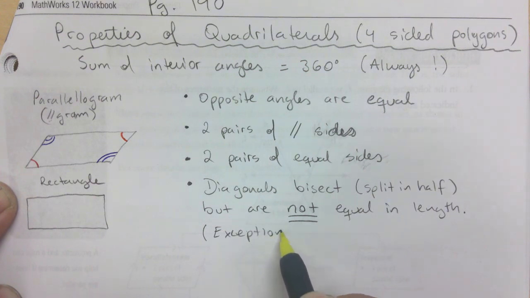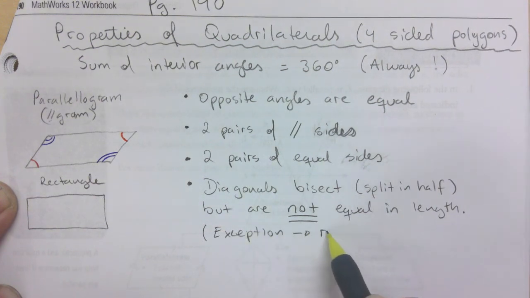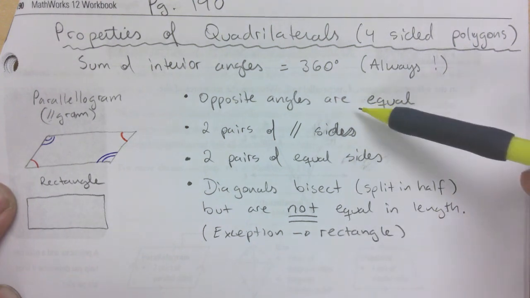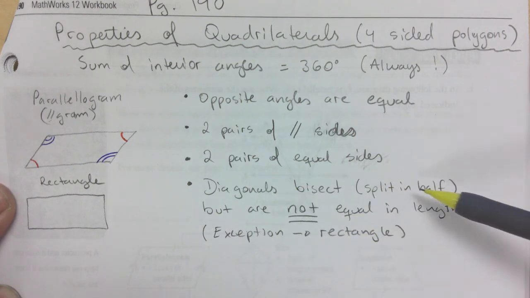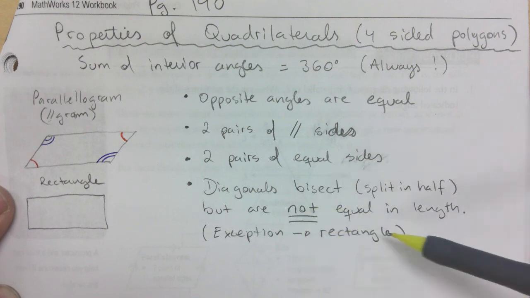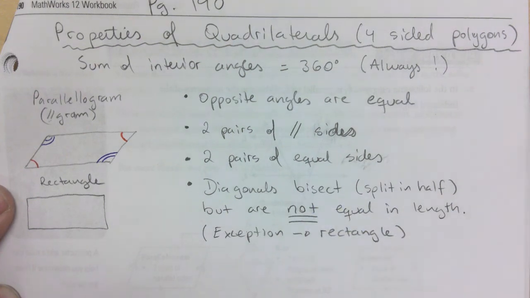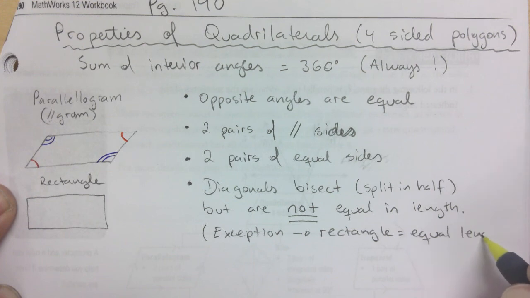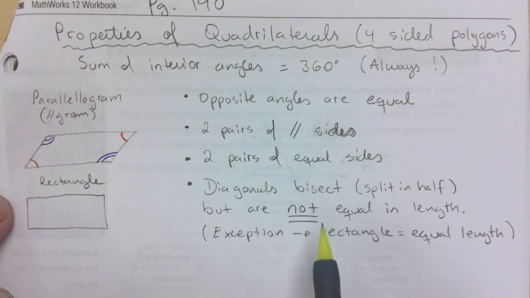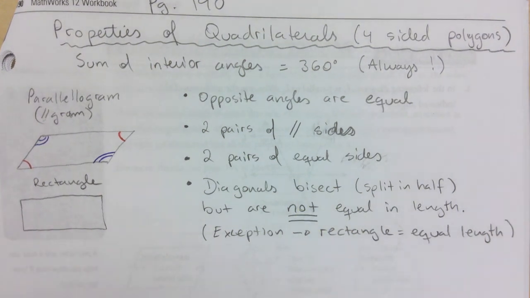Exception, a rectangle. So this is where they differ. So all these things are the same, but then diagonals, they split in half, but are not equal in length. Exception, rectangle, I'll maybe say that. Equal length. So the bisecting part is always true, but the being equal in length is not true. Okay.